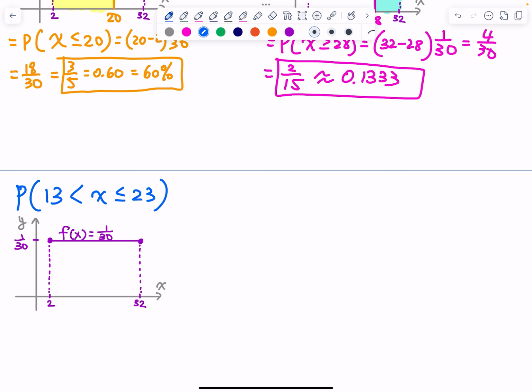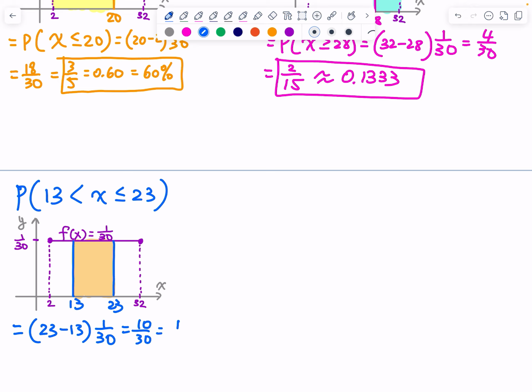All right, 13. Where is 13? 13 is right here, and let's say 23 is right there. Between 13 and 23, let's shade the region. Then we are looking for this area. Okay, simple. This is equal to 23 minus 13 times 1 over 30. With some good practice, you will find out that you won't need the graph to answer questions. That is equal to 10 over 30, which is 1/3.